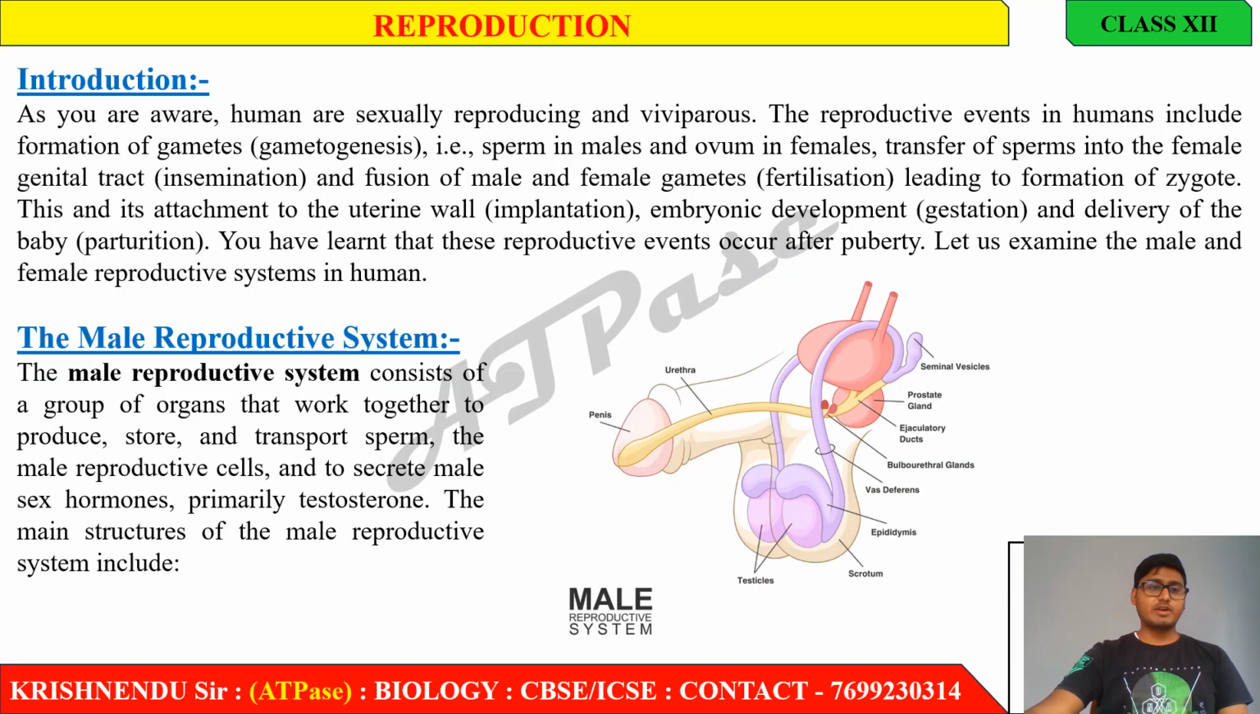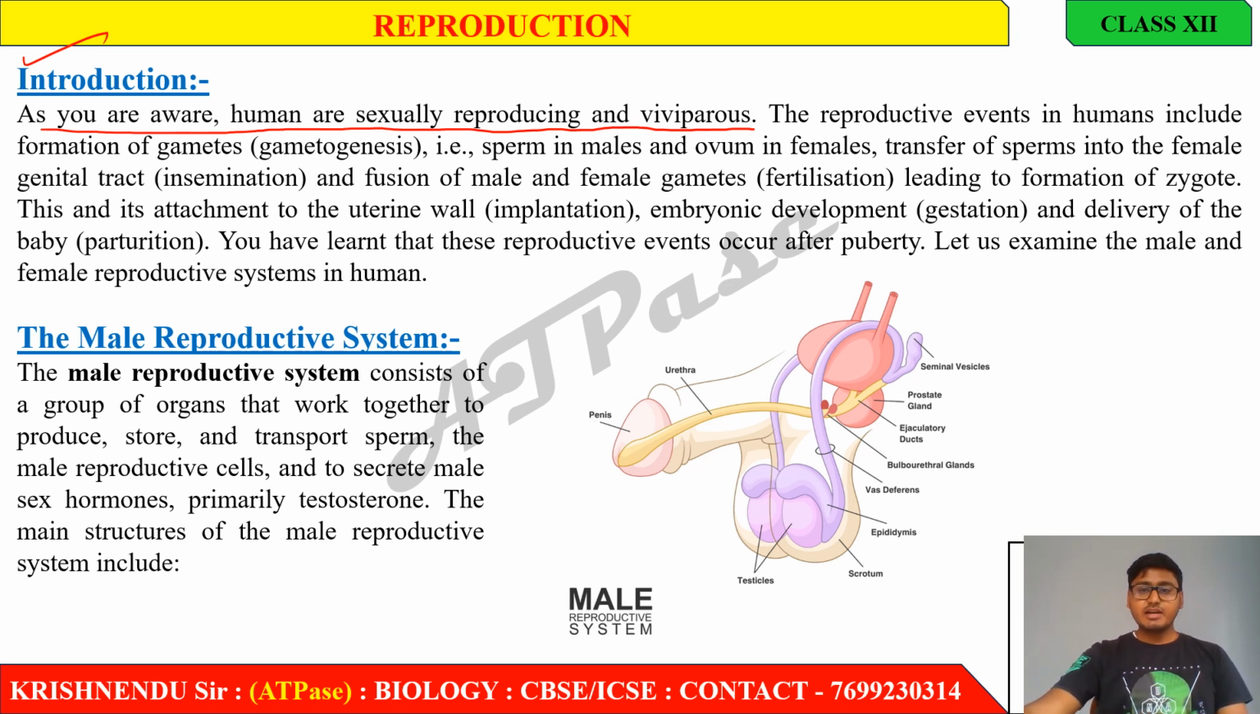At first, the introduction. As you are aware, humans are sexually reproducing and viviparous animals. Okay, we all know that. You all know in your previous classes that humans are sexually reproducing animals and we are viviparous. That means we give birth to a child, we do not lay eggs.